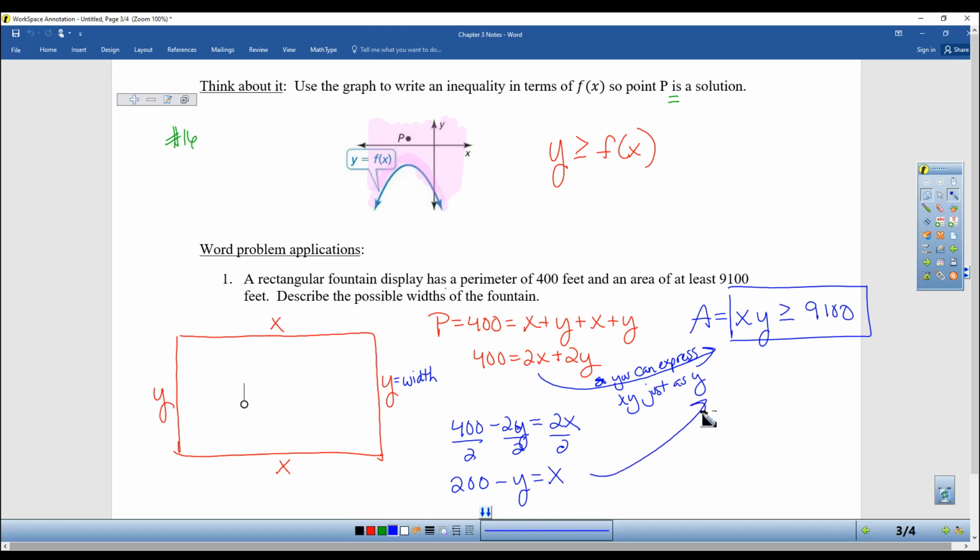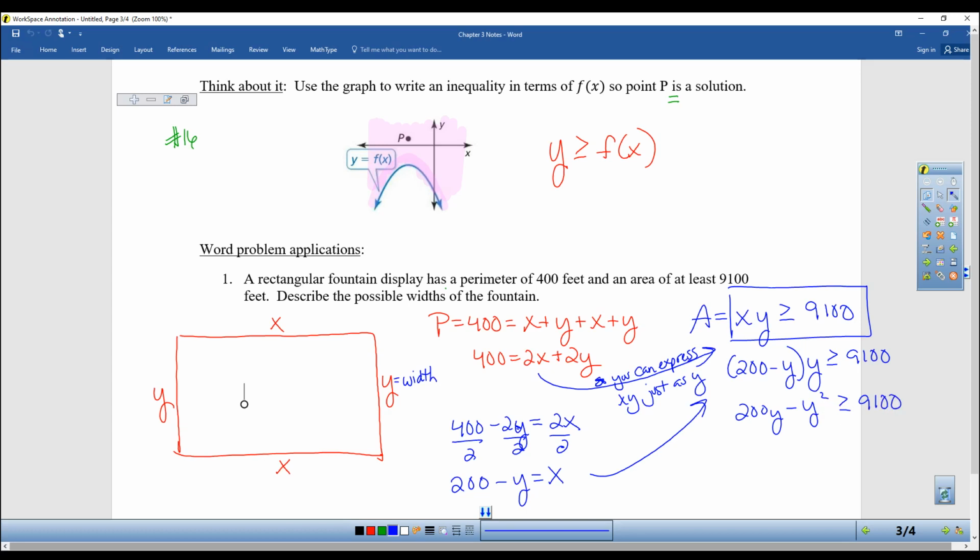So now watch what I'm going to do. I'm going to replace the x with 200 minus y. See why it was important that I solved it for x, so I could get rid of the x. For some reason, that is never intuitive to me. y times (200 minus y) is greater than 9,100. 200y minus y squared is greater than 9,100.